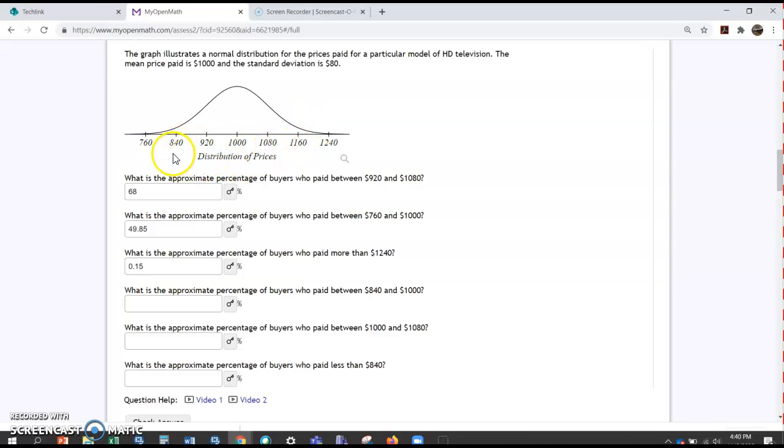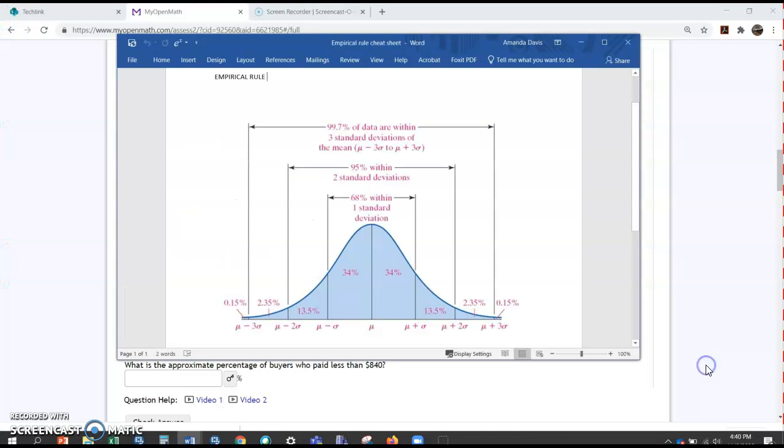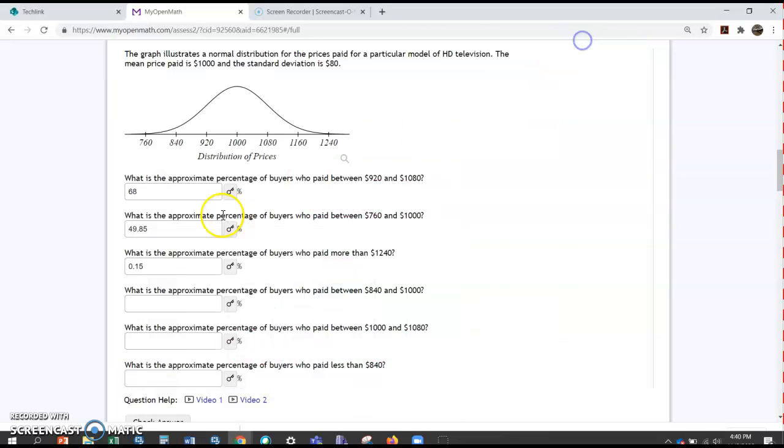Now we're looking for the percentage between 840 and 1,000. That's between our mean and 2 standard deviations below. And that would be 34 plus 13.5. That was our 47.5. The next question is between 1,000 and 1,080. Well, between 1 standard deviation either way, we had 68%. So if we divide that in half, we know we have 34% here.